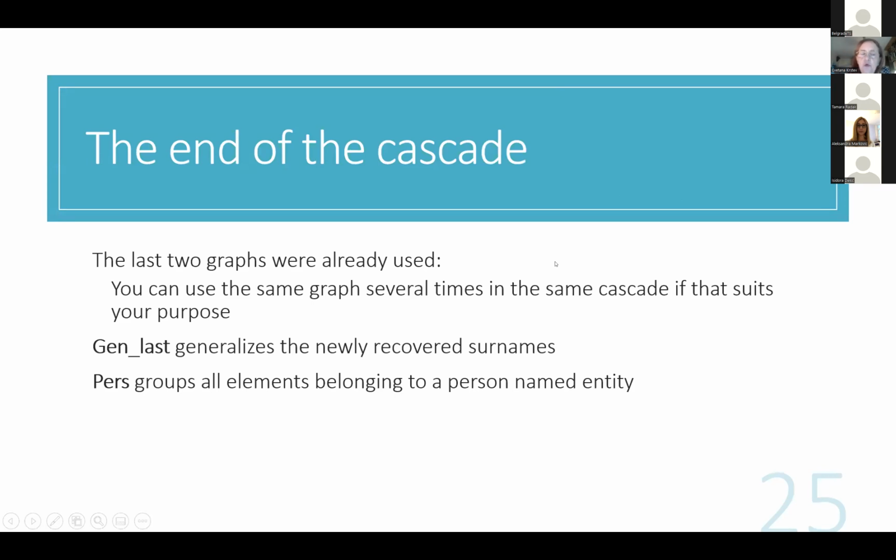And at the end, you will see that you have the graphs that were already used. So the graph that generalizes the last name, and the person graph, the same graph that again puts together all the elements of name data. Nothing says that you cannot use one graph several times. If it suits your purpose, you can use the same graph several times in a cascade. It's completely okay.